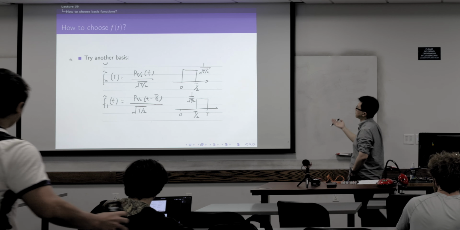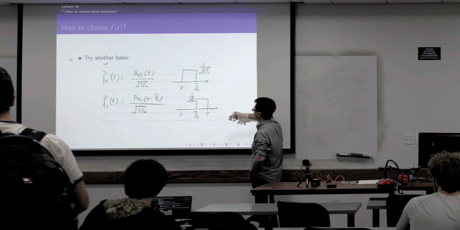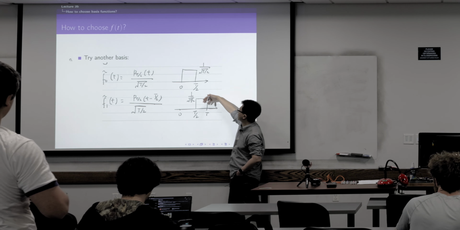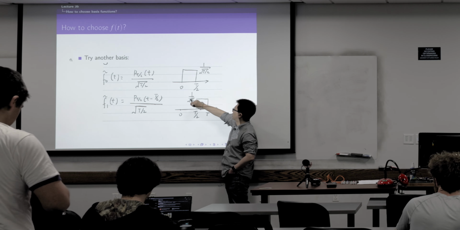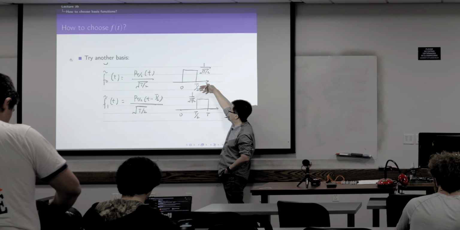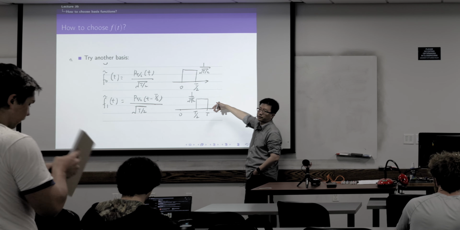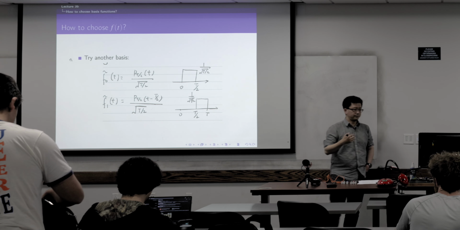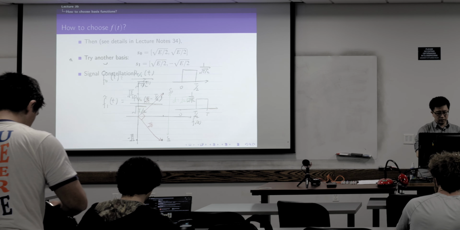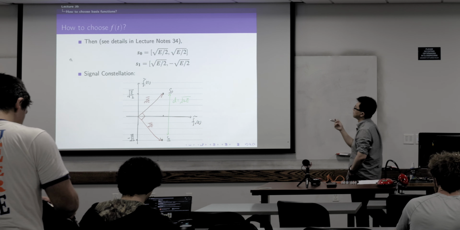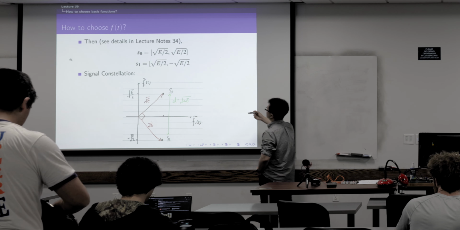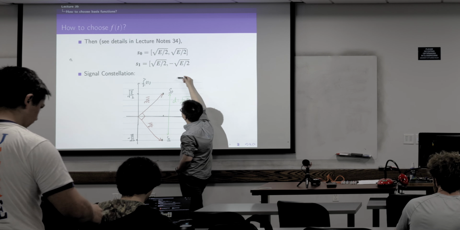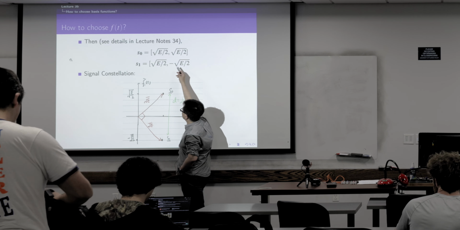If we try other basis functions, we can write them in this form. You can double check that the norm of each one is still 1, and that they are orthogonal to each other as well. In this case, we can write another vector space representation of our original signal, S0 and S1 like this. In this case, we have both components in each vector.